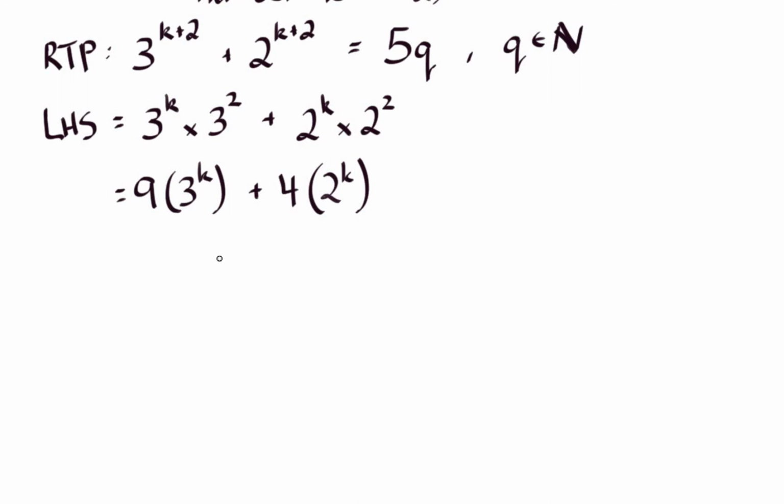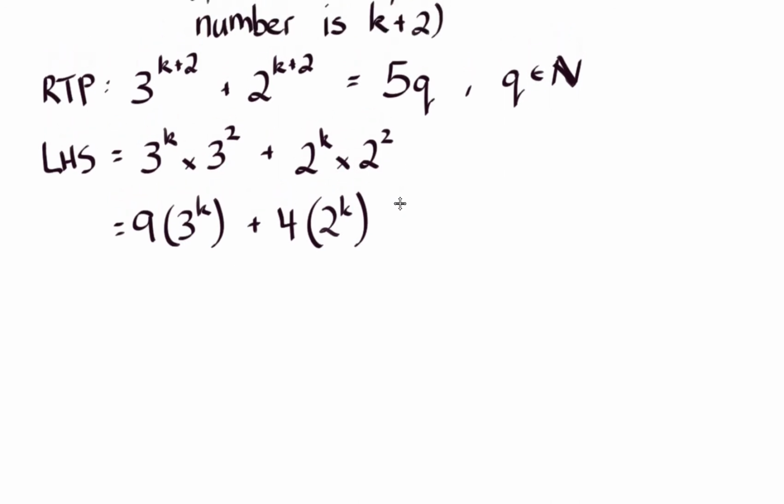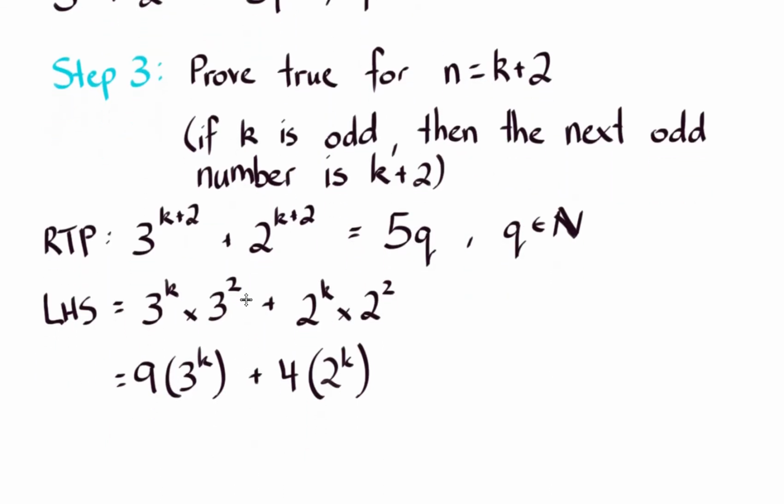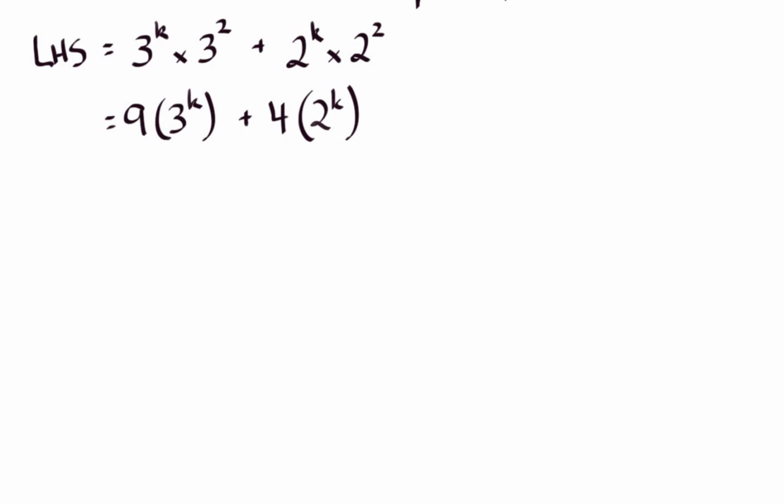However, remember we're trying to think how we can link this to step 2. And at the moment, there's a bit of an issue because in step 2 and step 3, we've got different bases. We've got a base of 3 and a base of 2. So what could we do there? Well, if we eliminate one of the bases through substitution, things might become a bit easier for us. It's up to you to choose what you want to explore, but for now, we are going to make 3 to the power of k the subject, using step 2, and then we will eliminate 3 to the power of k. So, using step 2, 3 to the power of k is equal to 5p minus 2 to the power of k. Let's substitute that in here for 3 to the power of k.